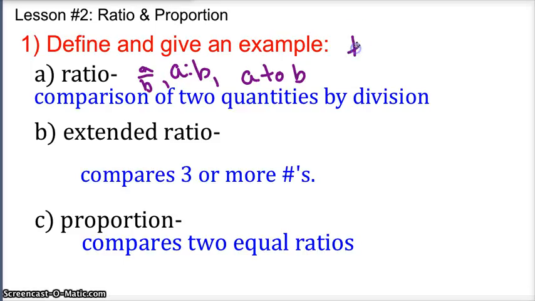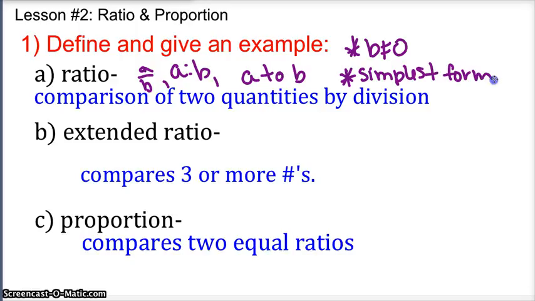Some things to keep in mind. B cannot be 0. If it were, it would be undefined. And we always need to make sure that ratios are in their simplest form. An extended ratio compares 3 or more numbers. For an extended ratio, we generally use the colon. A fraction bar would not be appropriate because fraction bars only compare 2 numbers.